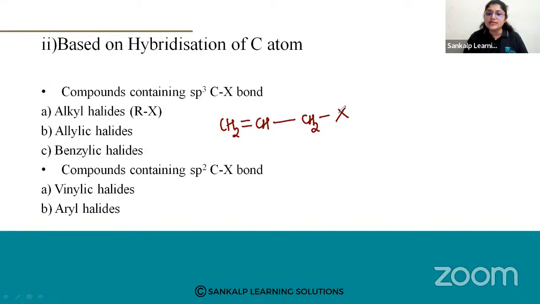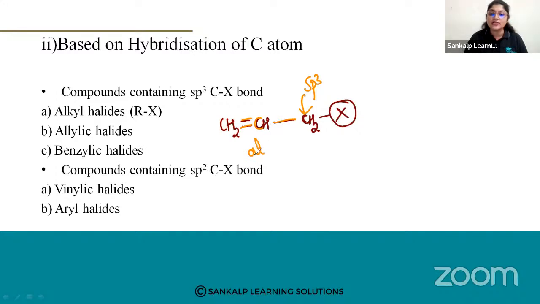So what is happening here? The halogen atom, what did I say? The halogen atom is bonded to an sp3 hybridized carbon. What is the hybridization of this carbon? It is attached by single bonds, so this is an sp3 hybridized carbon. So the halogen is bonded to an sp3 hybridized carbon, which is next to a carbon-carbon double bond.